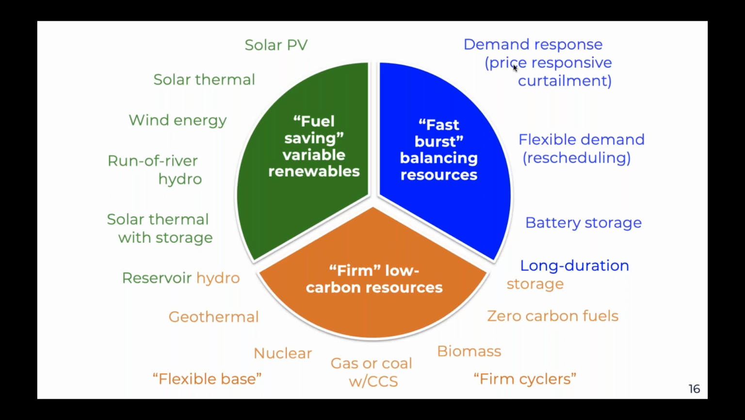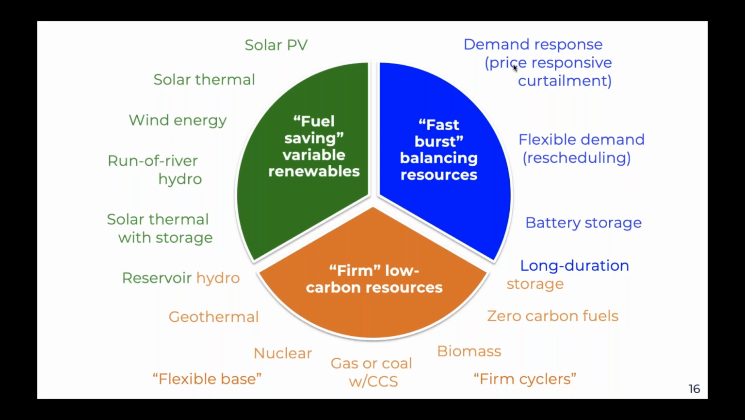The first are fuel saving variable renewables. So here's where wind and solar PV, as well as run-of-river hydro plants fit in. And these are technologies that we classify primarily as fuel savers because, as you saw in the last example, at high penetration levels, solar and wind and run-of-river hydro don't generate a lot of energy during the periods when you need the most firm capacity. So they have very little capacity value, but they do have a large amount of fuel-saving energy substitution value. And so we think of them primarily in this role as fuel-saving resources.